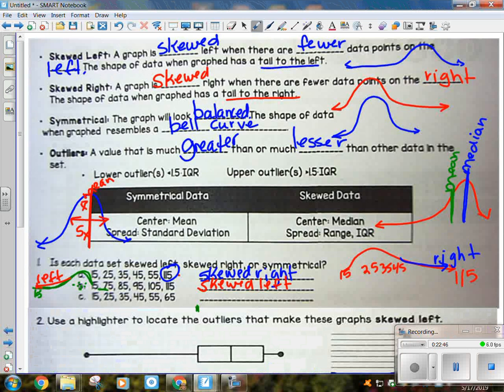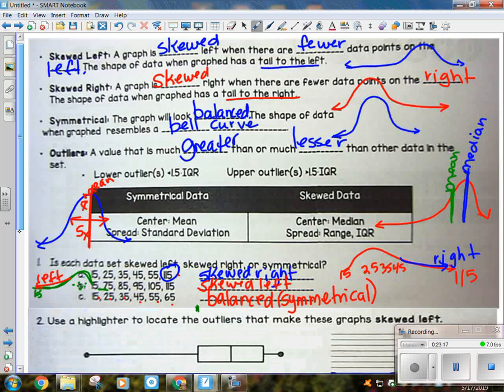All right, so let's look at this. 15, 25, 35, 45, 55, 65. That's very consistent data. Since it doesn't really have a value that's extra low or extra high, this would be an example of data that is very well balanced. There's no extra low or extra high value. According to the directions, that would be described as symmetrical data.